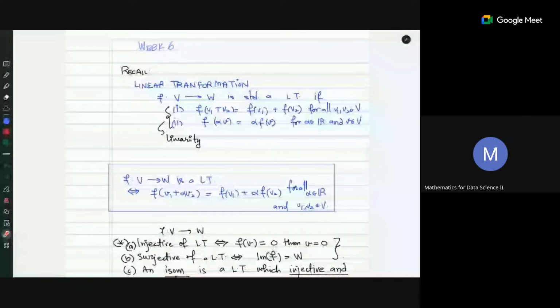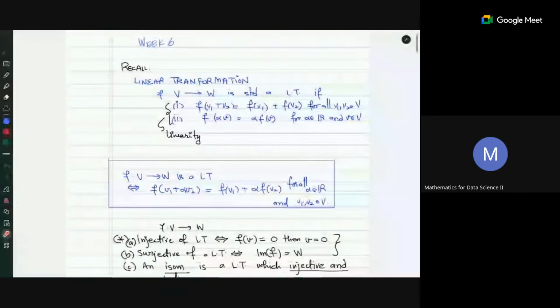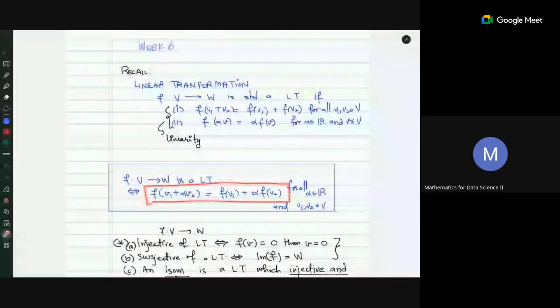There is an equivalent notion for a map to be called a linear transform, which is highlighted in this box. Suppose F is a map from vector space V to vector space W, and it is a linear map or linear transformation. Then it is equivalent to have this property. What we have done in this case is combine the first and second property together. If a function satisfies this property, then it is a linear map between two vector spaces.